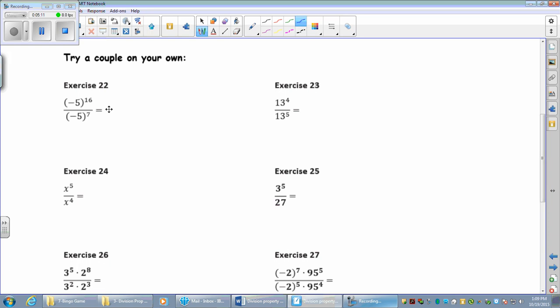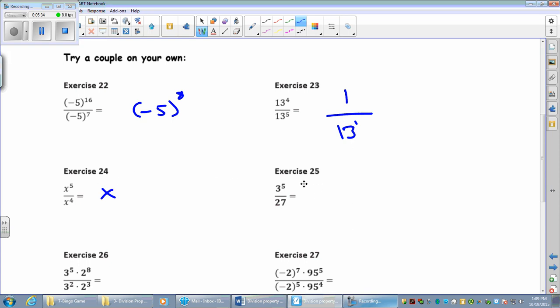All right, so 22 is pretty easy. It's -5 a bunch of times. How many times is it? 8. 23 is going to be 1 over 13 to the first, because there's one more on the bottom. Where are there more x's in example 24? On top or on bottom? On top by just 1. So you could write x to the 1 or just x.